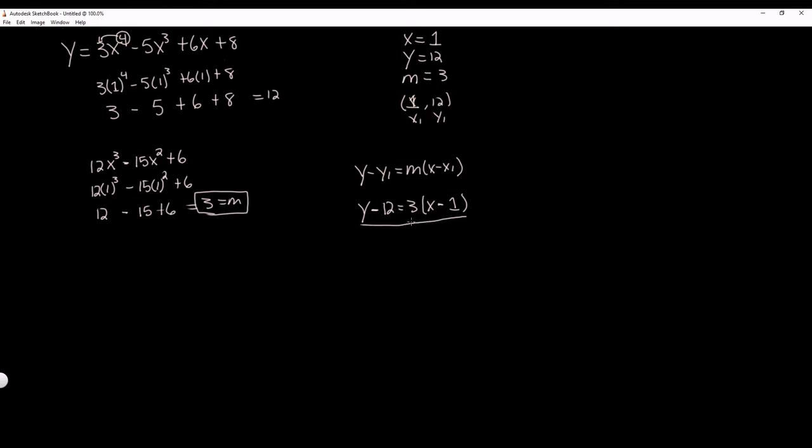This is our point slope form, but if we want it in terms of y is equal to mx plus b, we're going to have to simplify, and we're going to start out by distributing our 3. So this is going to be y minus 12 is equal to 3 times x is 3x minus 3 times 1 is 3. We can add 12 to both sides, and that is going to leave us with y is equal to 3x, and negative 3 plus 12 is positive 9, so 3x plus 9. And this is our answer in the form of y is equal to mx plus b.